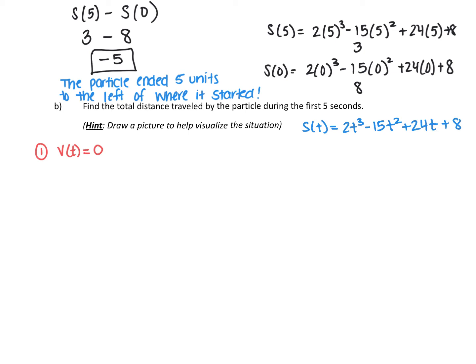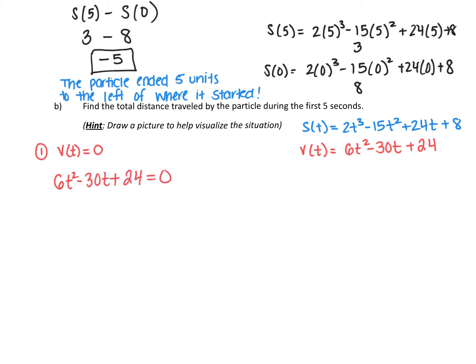So I want to take the derivative of this function and set it equal to 0. So remember, the derivative of the standard position is the velocity. So if you take the derivative, it's 6t squared minus 30t plus 24. So we're going to go ahead, put that velocity function, and set it equal to 0.